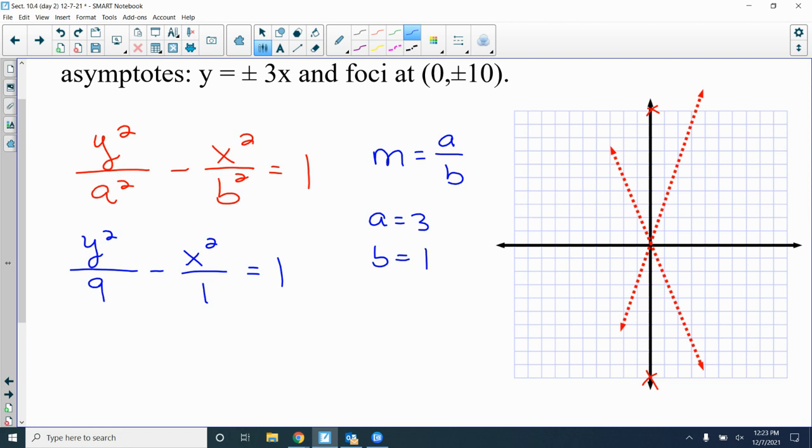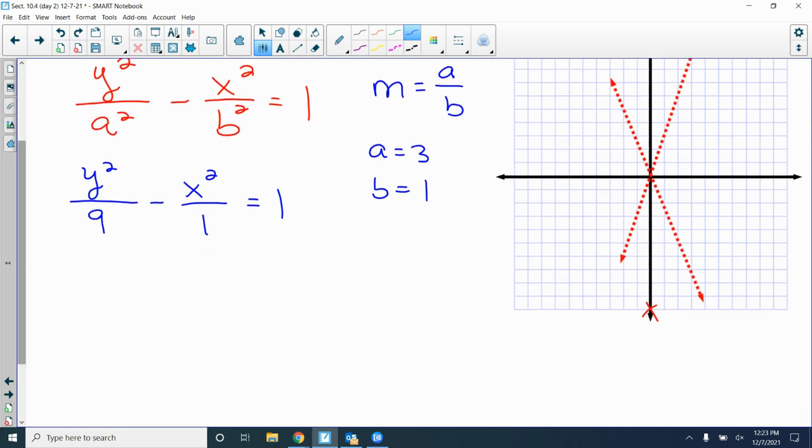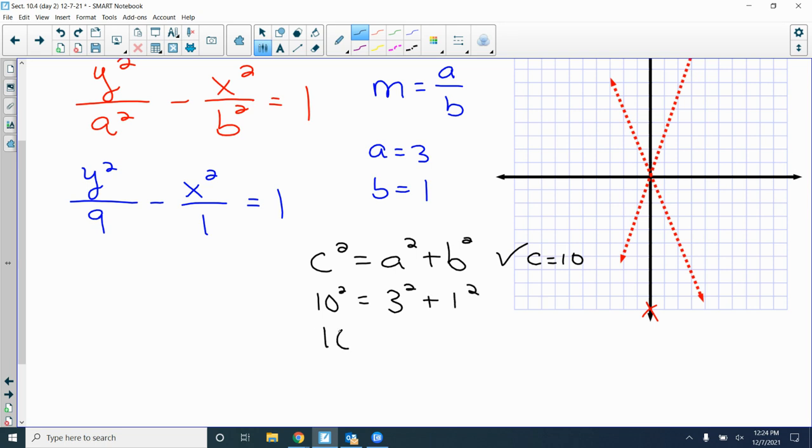Alex? Because the foci are 10 away, which means c squared has to be 100, and then a squared plus b squared has to equal 100. All right, good. This statement has to be true: c squared has to equal a squared plus b squared. We know c is 10 based upon where the foci are. That can't change. So 10 squared has to equal a squared plus b squared. Well, if you say a is 3 and b is 1, you get 100 equals 9 plus 1, which is 10, which isn't true. So that doesn't work out.